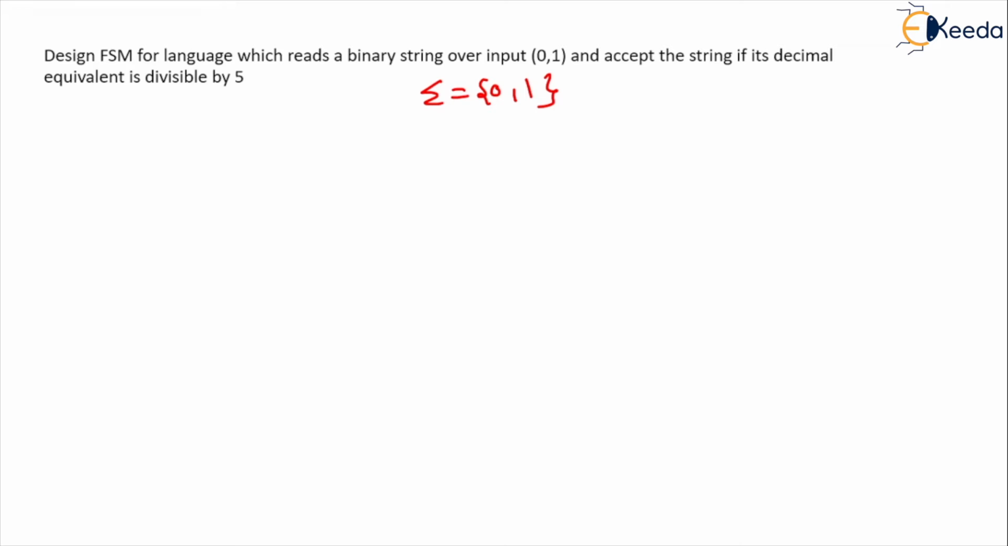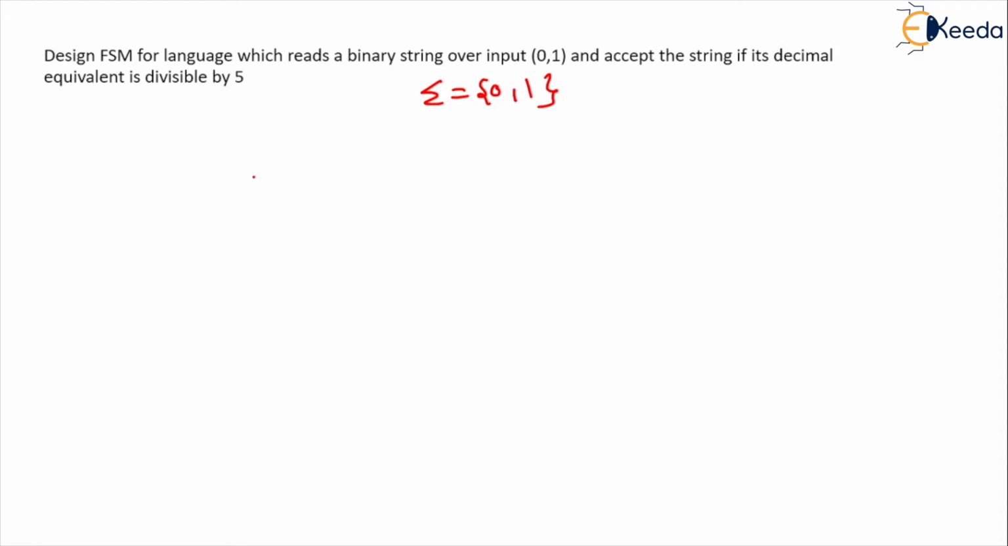It is similar to the previous two problems. The logic is exactly the same, but there are two tasks here. First, you find the decimal of the particular binary, and then divide that decimal by 5. If the remainder of that division is 0, then we say that the string is accepted by the machine, otherwise the string is rejected. Got it? So what is the concept?